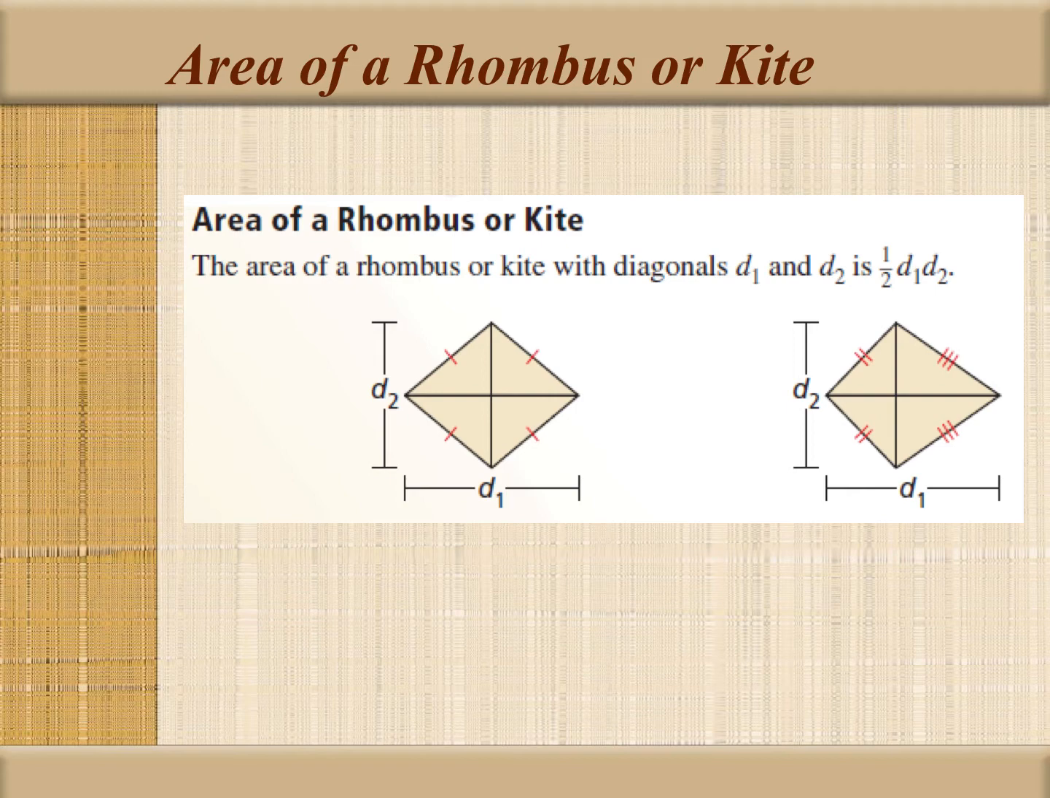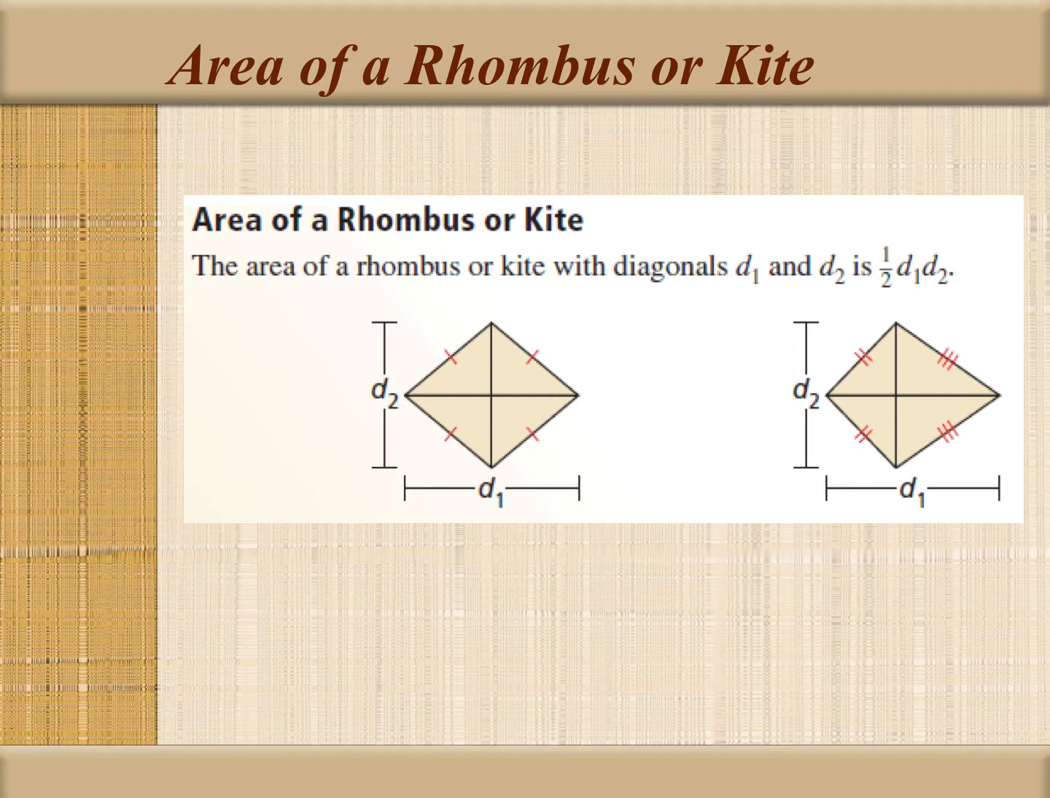Same thing for a rectangle. It's either length times width or base times height. And then we've been doing the triangles a lot. That's been 1/2 base times height. Now here's another formula that you can use to calculate the area of a rhombus or a kite.